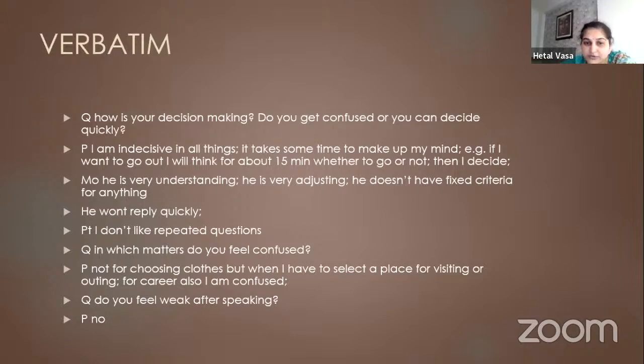In which matters do you feel confused? Not for choosing clothes. When I have to select a place for visiting or outing, for career also I am very confused. So two things he is more confused with, whether to go out or not and which career to select. So when he came to me, he was in 10th standard or maybe 11th. So do you feel weak after speaking? No.